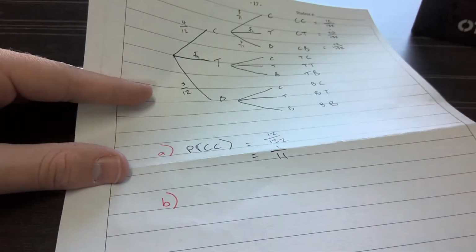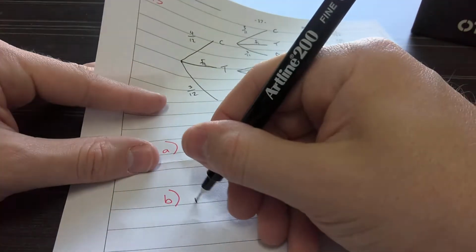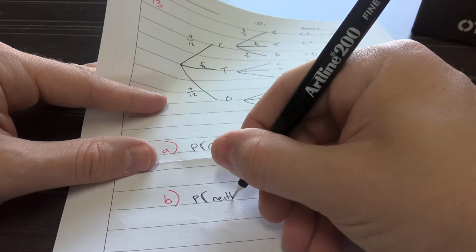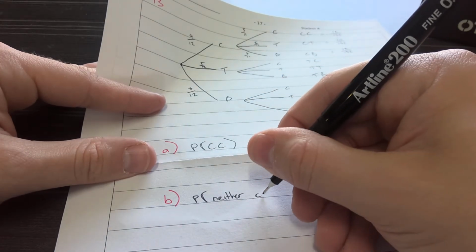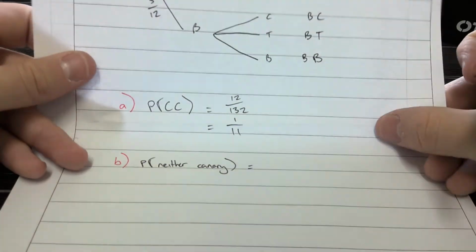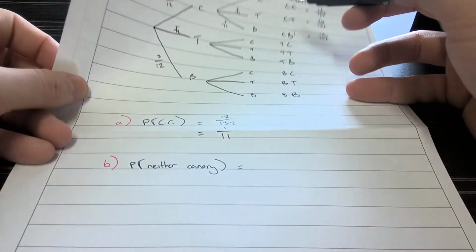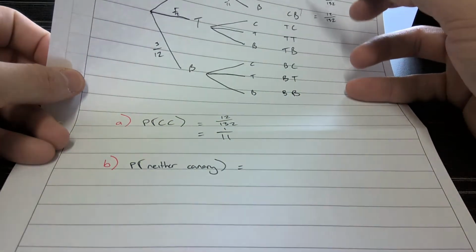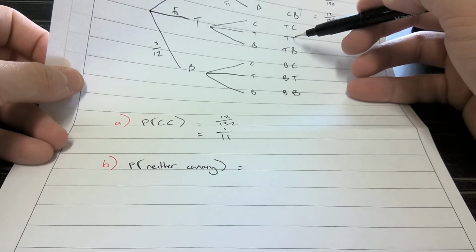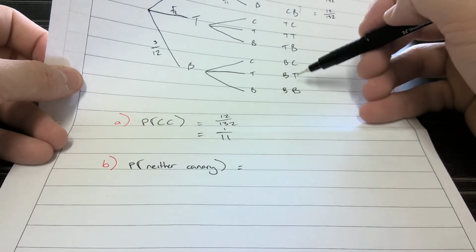Second question is if neither is a canary. So probability if neither canary. Well, what we can do, if neither is canary, what we're going to do here is find all the ones where there's no canaries involved. So we can't choose that one, not that one, not that one, not that one. This one, this one, this one, and this one. So we're looking at these 4 outcomes.